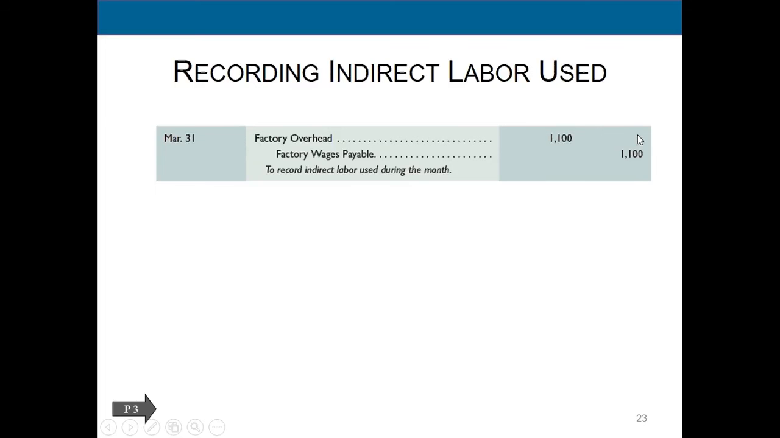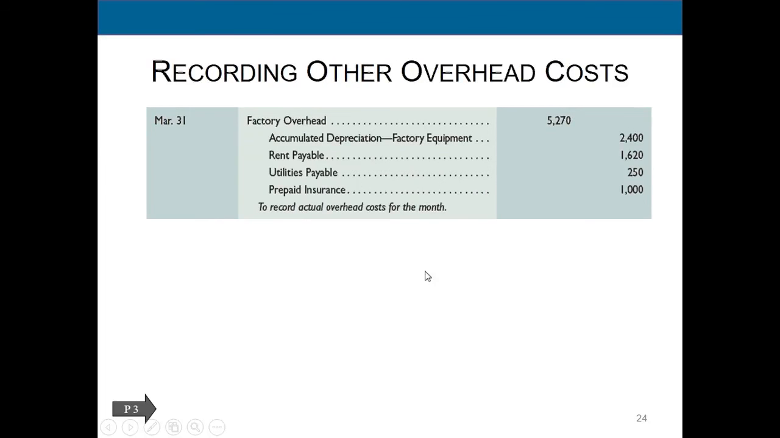Same thing happens with the labor. This is the supervisor's labor. He's not actually doing the alarm system wiring. He's not working on job B15. He's just making sure that everybody's doing their job. Well, he's indirect labor. I can't trace it directly to the job. It has to go into factory overhead. And then we have all the other stuff: depreciation on the equipment, the rent, the utilities, prepaid insurance, all those things. So we pushed out another $5,270 to factory overhead.